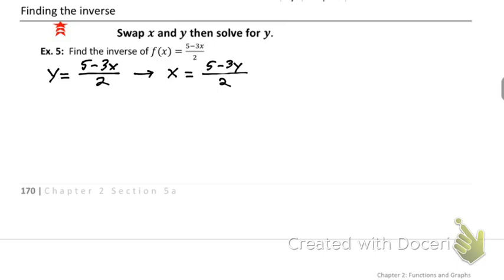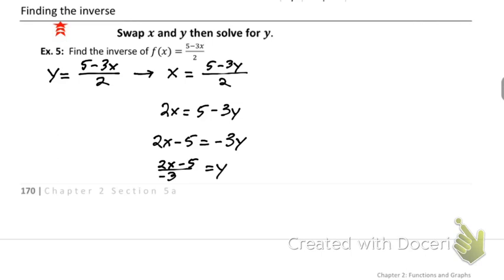So to solve for y, the first thing I would do is multiply both sides by 2. That would give us 2x equals 5 minus 3y. Let's subtract 5 from both sides. We would have 2x minus 5 equals negative 3y. And finally, I would divide everything by a negative 3. We would end up with negative, let's put that negative on the bottom, let's keep it with that 3, equals y. And we can just stop there.